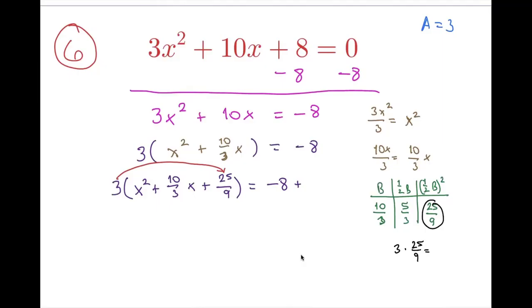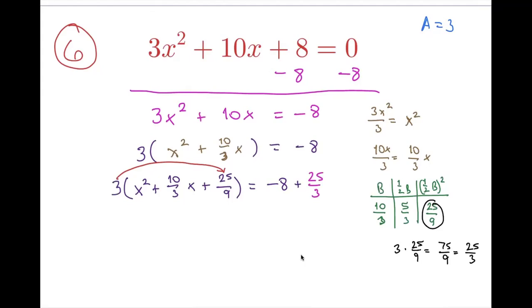I have no calculator in front of me, but I do know that 3 times 25 is 75. So it's going to be 75 over 9. And I believe that can be reduced to 25 over 3, because you divide both of them by 3. So that's what we're going to add to the negative 8. Negative 8 gets added by 25 over 3.